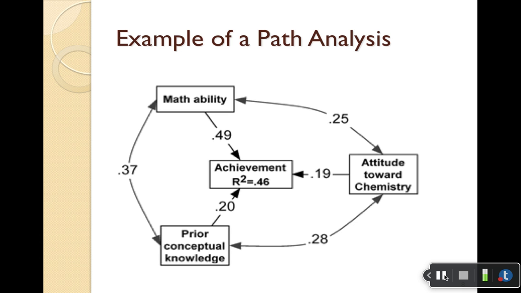So you can see here the numbers on the paths. We have arrows that are indicating the relationships, what goes with what. We have an R squared, and again, that's just the amount of variance explained in the middle there of achievement. And you can see these numbers are actually beta weights. If you think back to multiple regression, we had beta weights for each of our predictor variables, and that's what these are in a path analysis. So you'll see this in journal articles quite frequently.